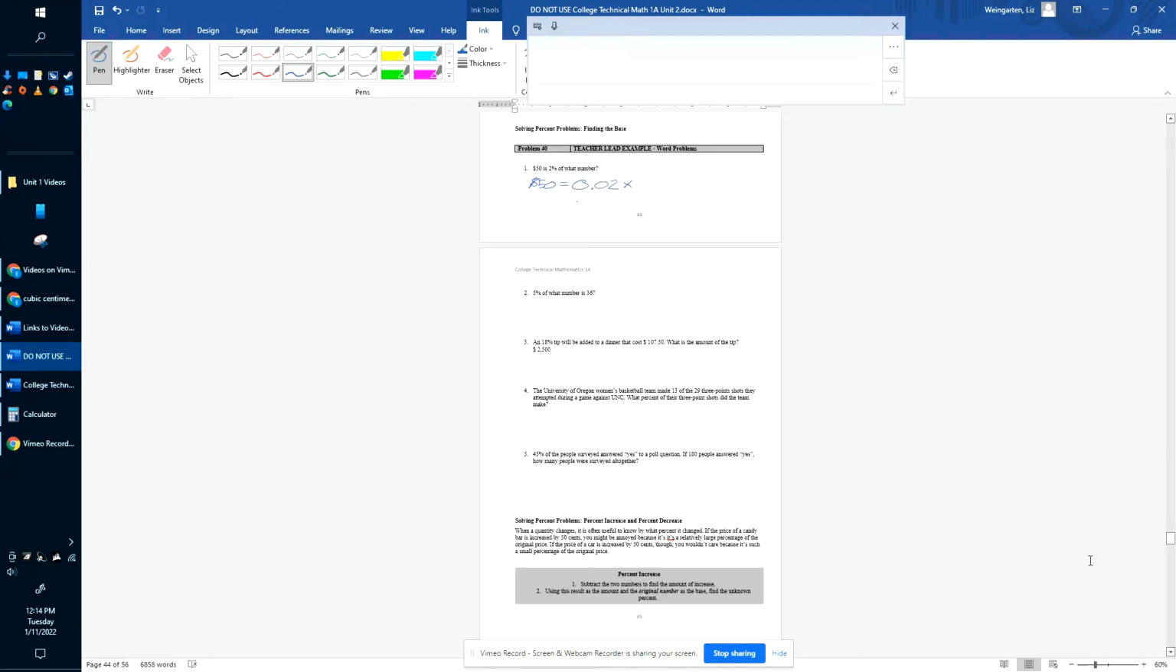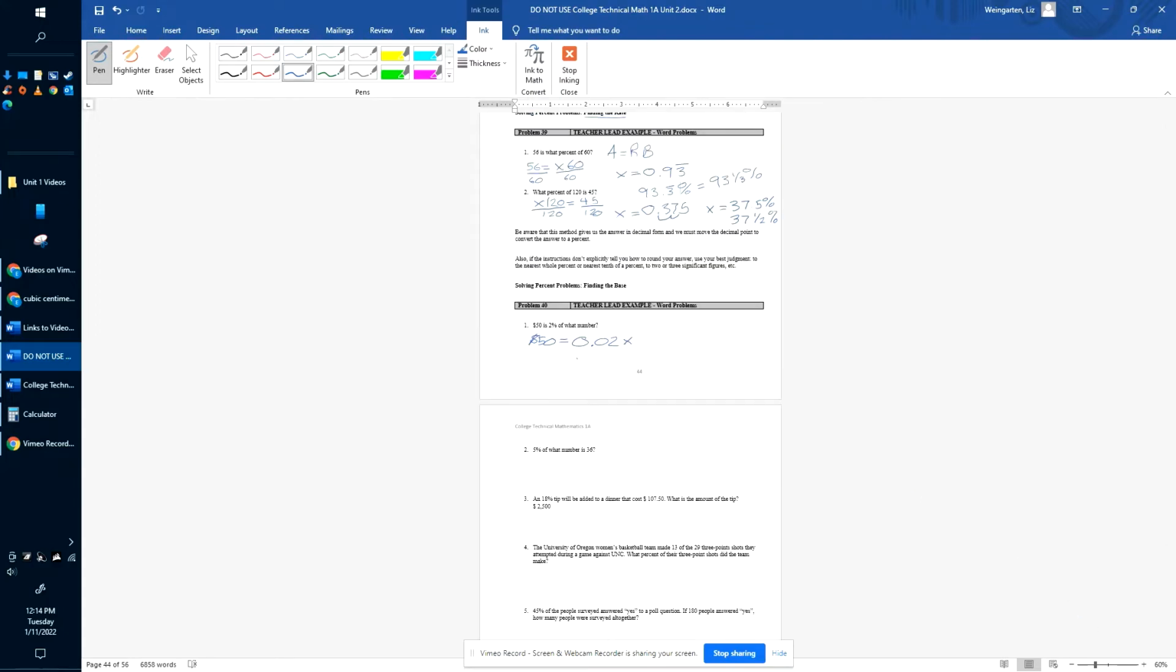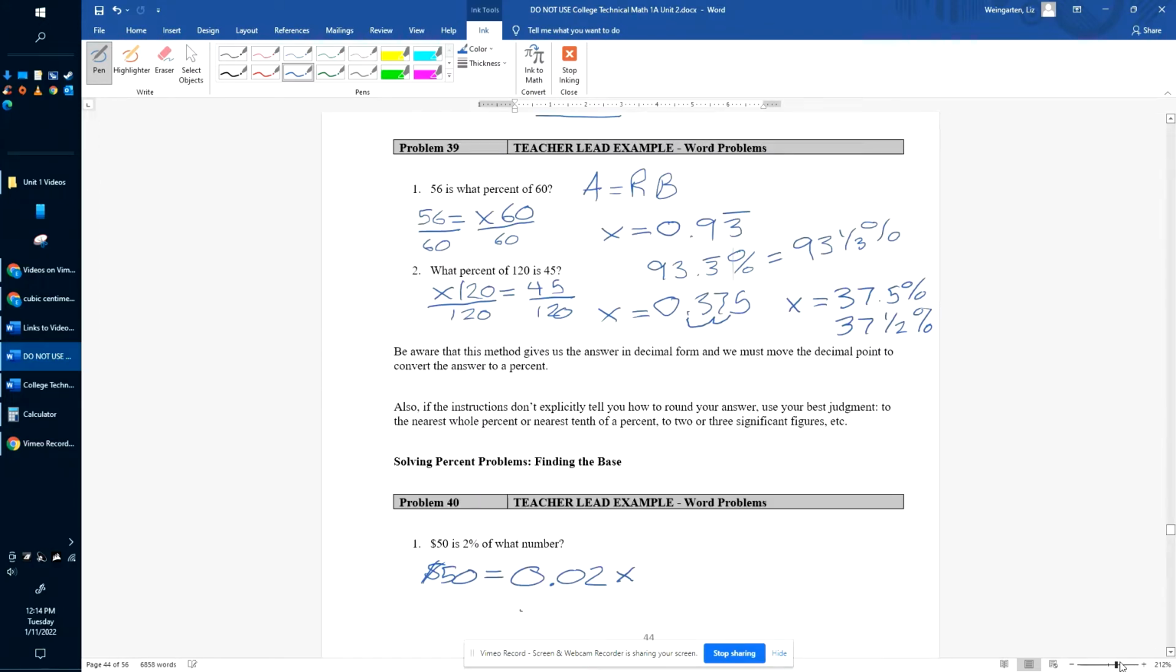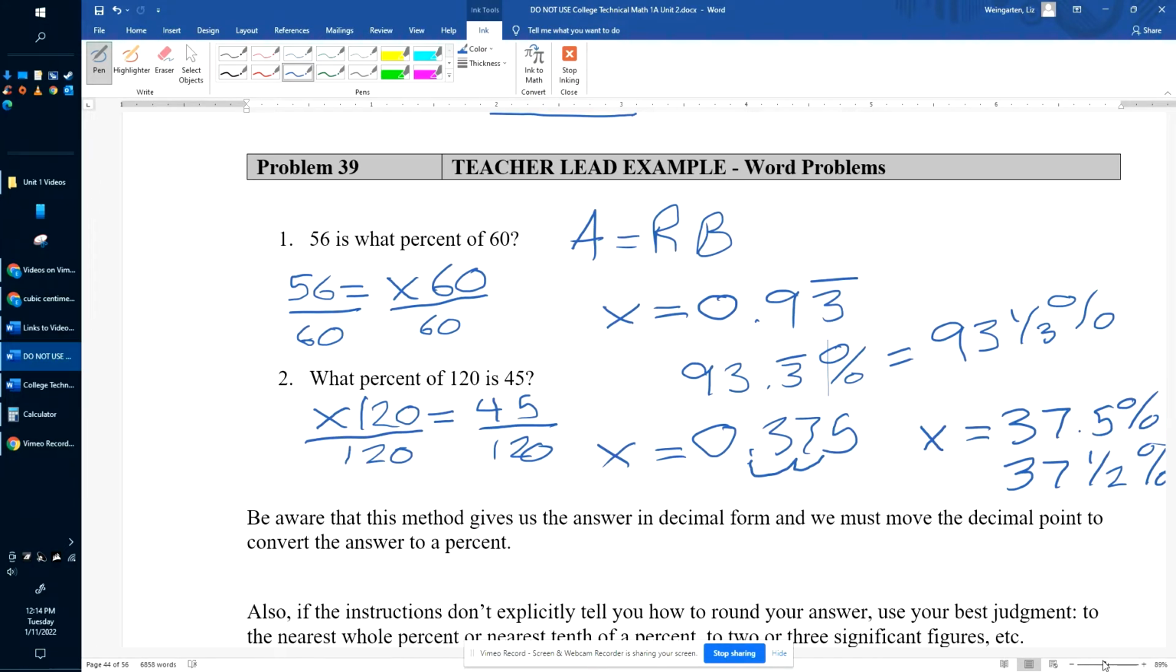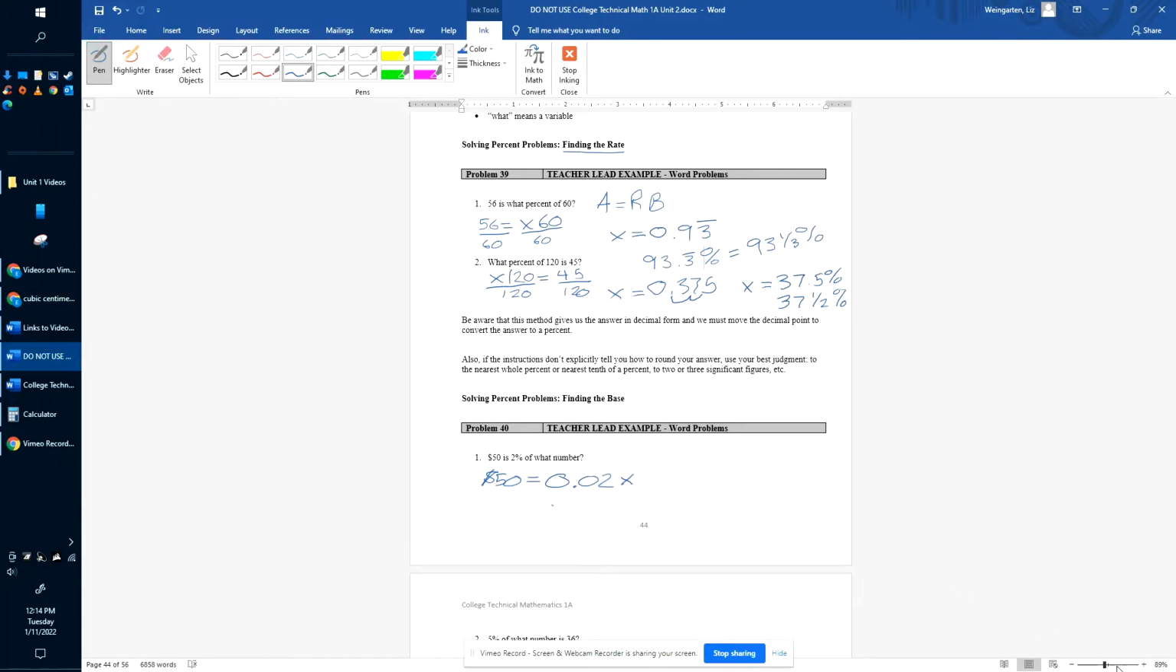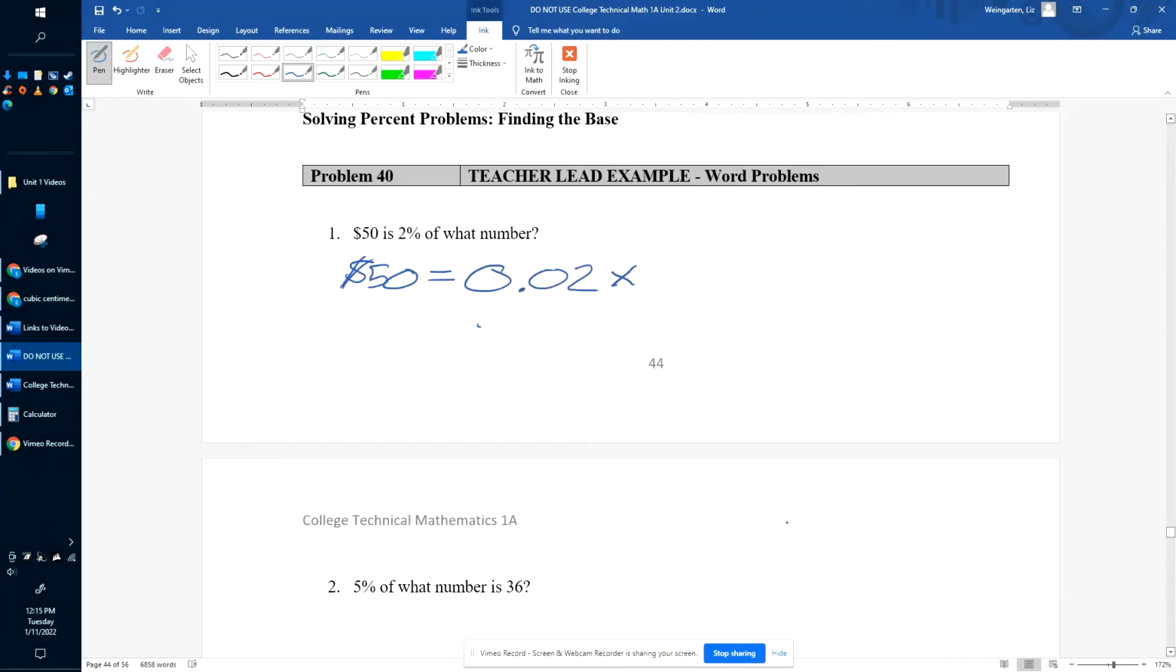Ooh, we are zooming out and I don't know why. Pardon my crazy computer, I do not know why it's so crazy.